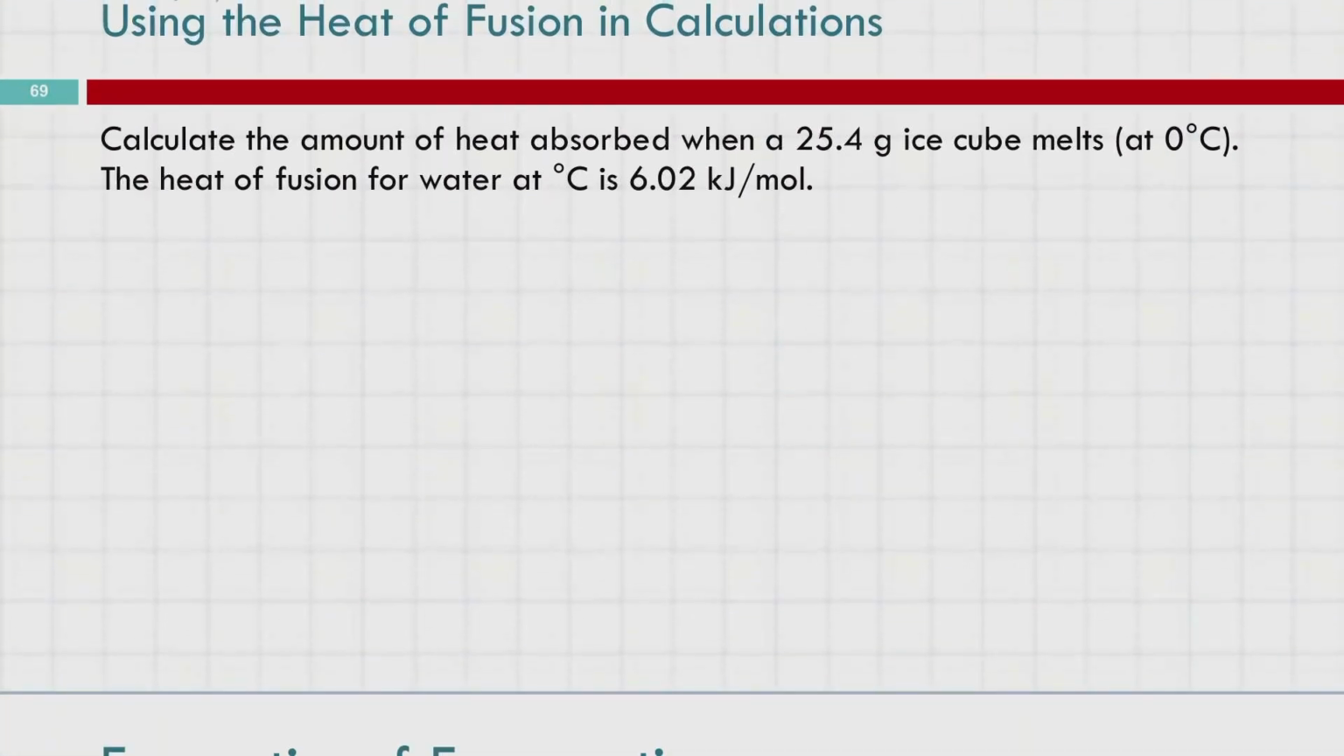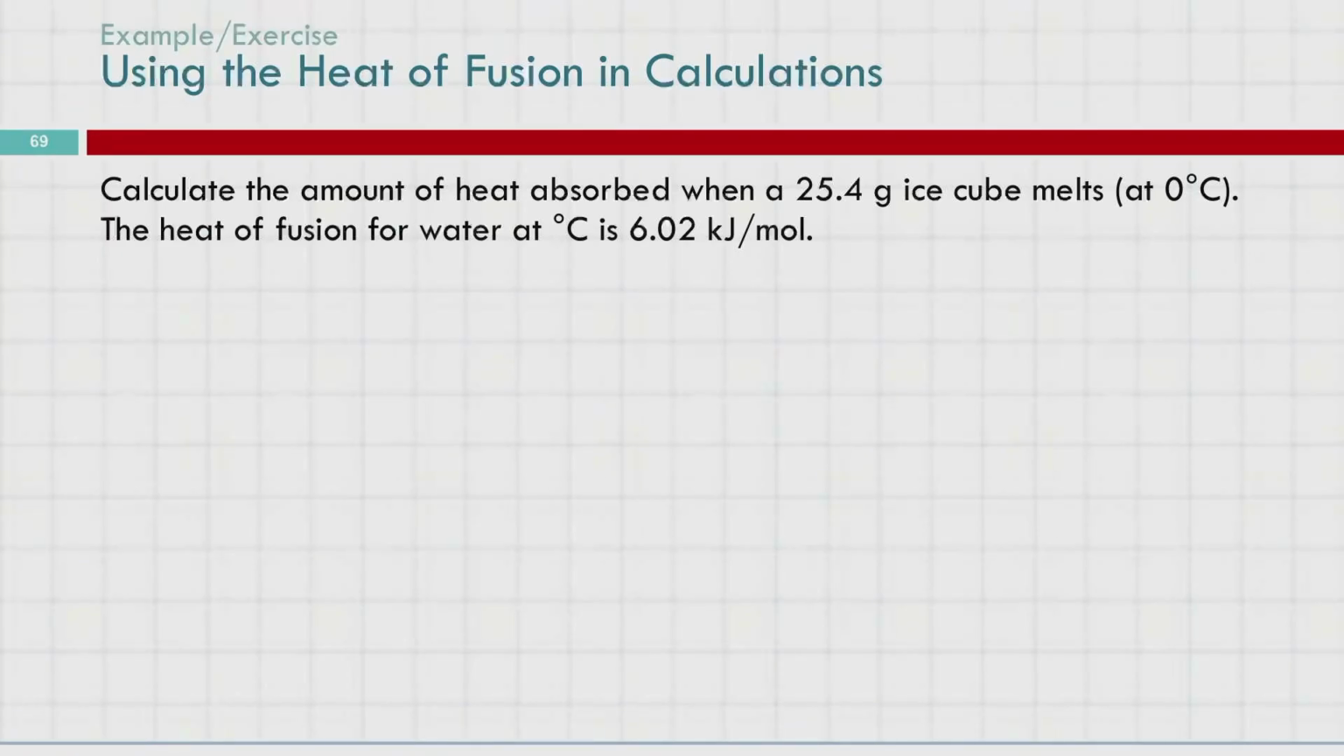All right, calculate the amount of heat absorbed when a 25.4 gram ice cube melts at 0 degrees Celsius. The heat of fusion for water at 0 degrees Celsius is 6.02 kilojoules per mole.